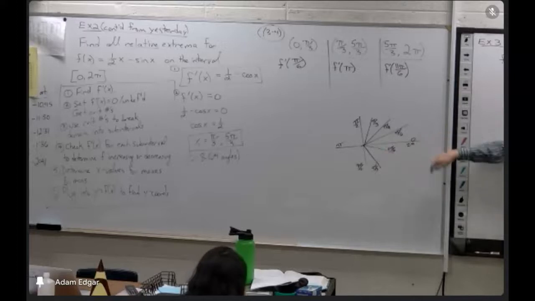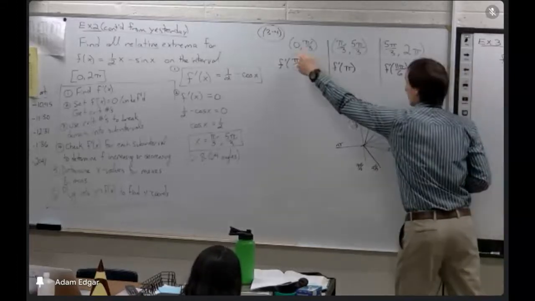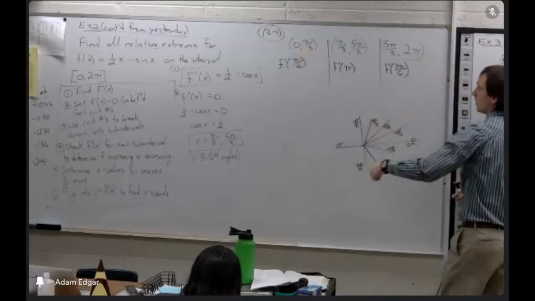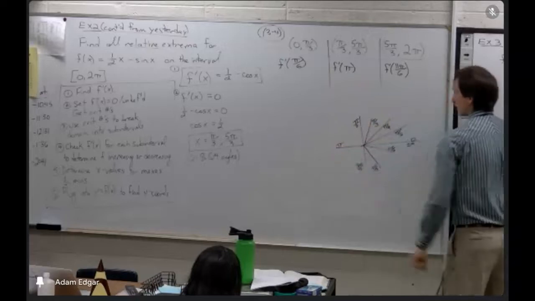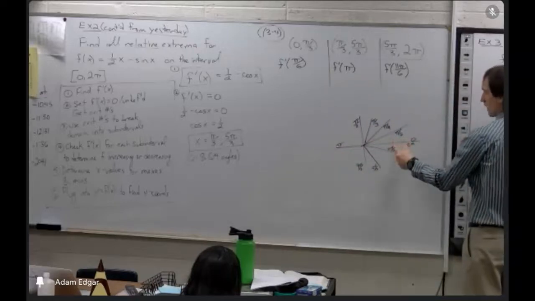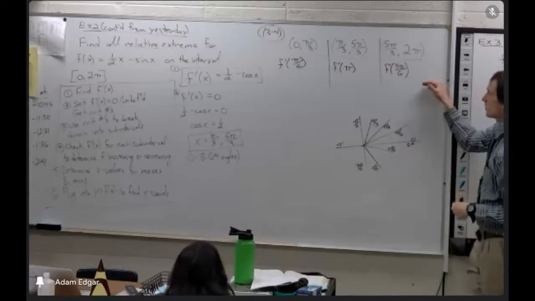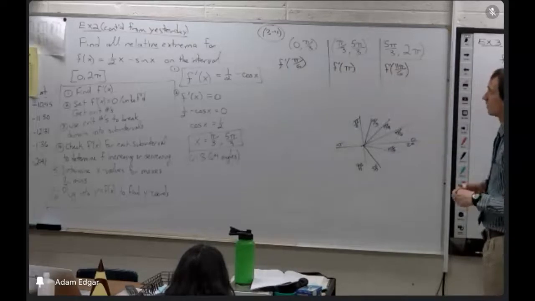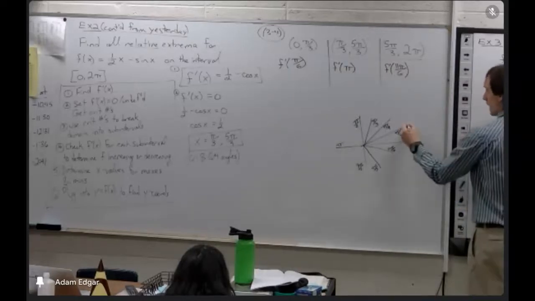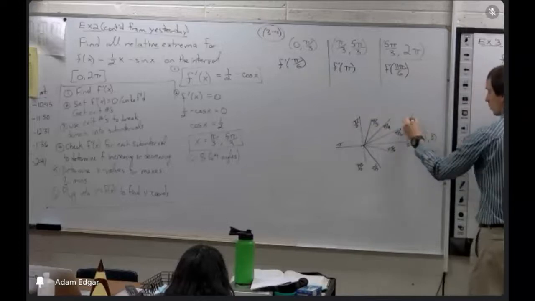So I'm going to choose pi over 6 between 0 and pi over 3. I'm going to choose pi between pi over 3 and 5 pi over 3. And I'm going to choose 11 pi over 6 between 5 pi over 3 and 2 pi. And I'm going to plug each of these back into the derivative to see is the derivative positive or negative. So for pi over 6, so this is 1 comma 0. What are the coordinates here?